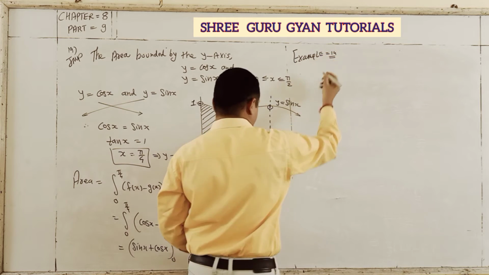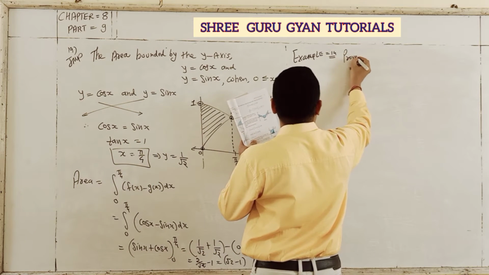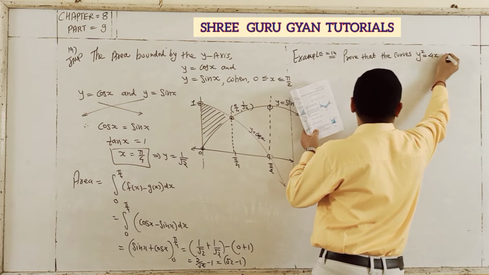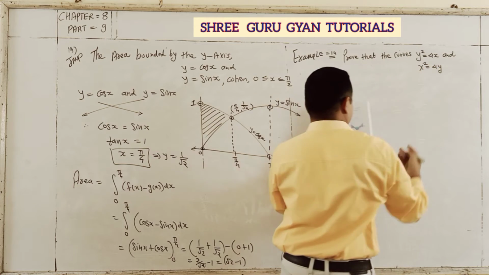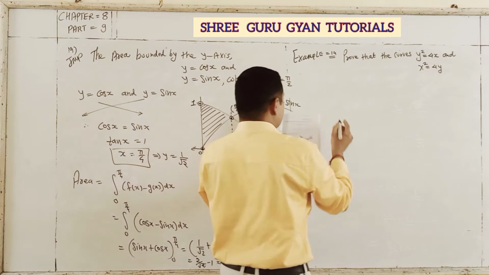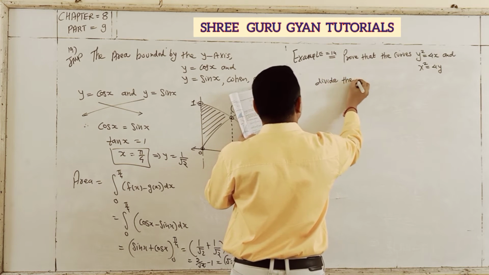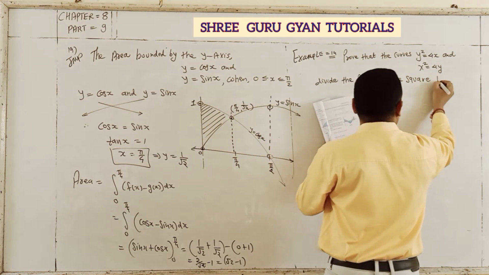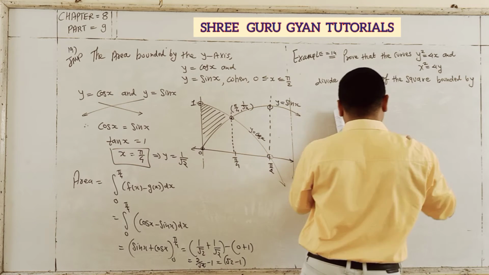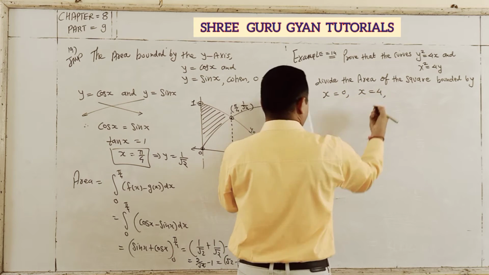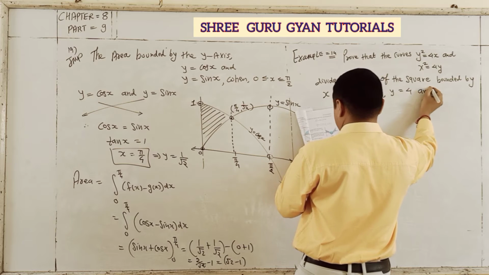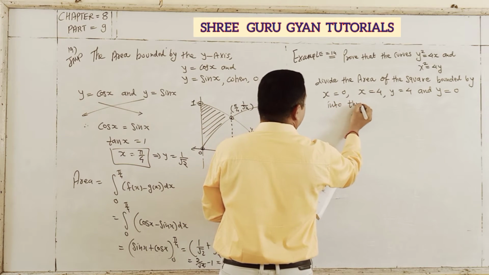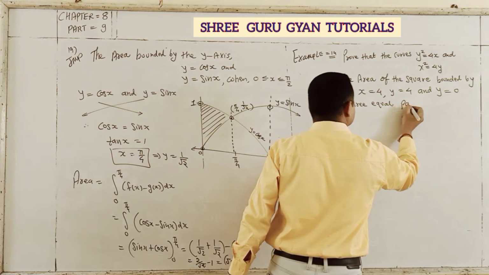Example 14. Prove that the curves y square is equal to 4x and x square is equal to 4y divide the area of the square bounded by x is equal to 0, x is equal to 4, y is equal to 4 and y is equal to 0 into 3 equal parts. Very interesting numerical.